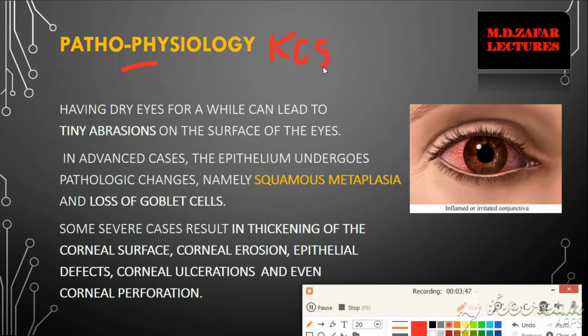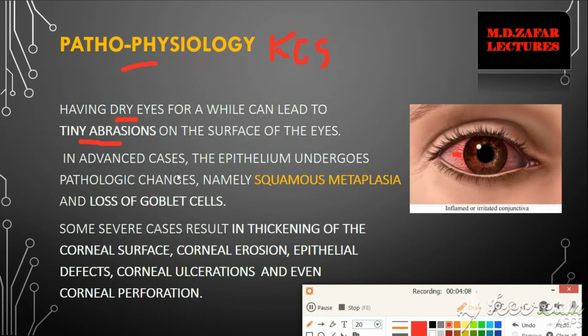Now we will talk about the pathophysiology of keratoconjunctivitis sicca. Now what happens is, because of absence or damage of the lacrimal gland, there will be dry eyes, and this will lead to tiny abrasions, because with every blinking of the eyelid there will be frictional force which will cause these abrasions and redness and swelling of the eye.